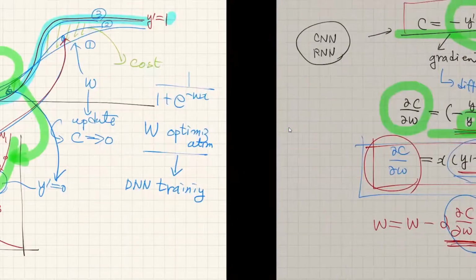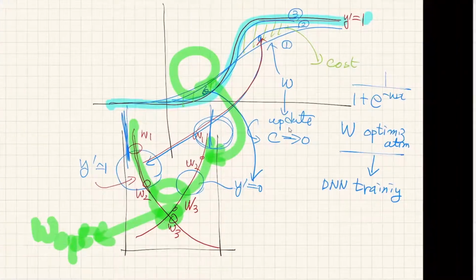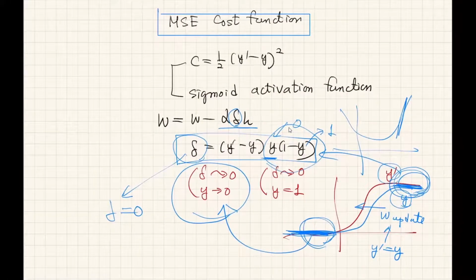Why is that? Because when Y dash is near 0, it has a large slope gradient. The derivative of the gradient really becomes very high in number. Here also the gradient is really high. So that is the kind of logarithm power. That is a little bit of a disadvantage of the cost function.